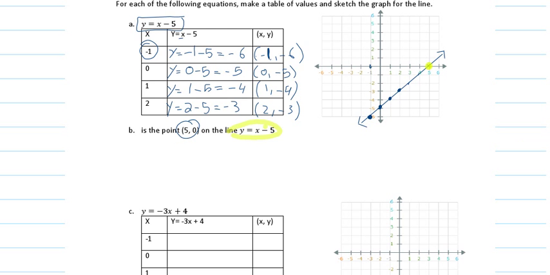Okay? So let's see. If I plug in, y equals, so I'm gonna plug in 5 for x. I'm going to plug in 5 minus 5. What's 5 minus 5? 5 minus 5. Oh, 0. 0, right? Is this value matching the y value? Yes, that means my point is on the line.